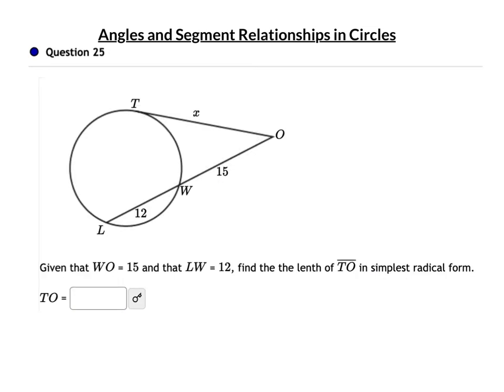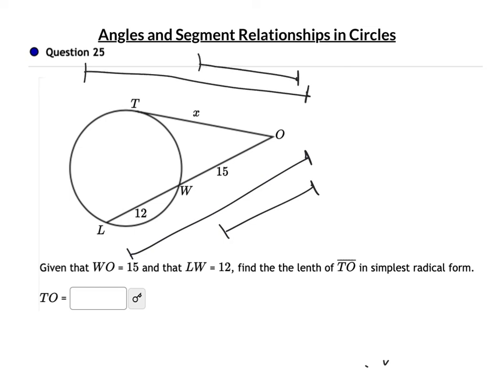Question 25. This is very much like the theorem with two secants. It says that the whole length times the outside piece equals the whole length times the outside piece. The issue is there aren't two pieces in this top segment, which is why it's squared. The theorem says that TO squared would equal the whole length LO times the outside piece WO. X squared would equal the whole length, 27, times the outside piece, 15.